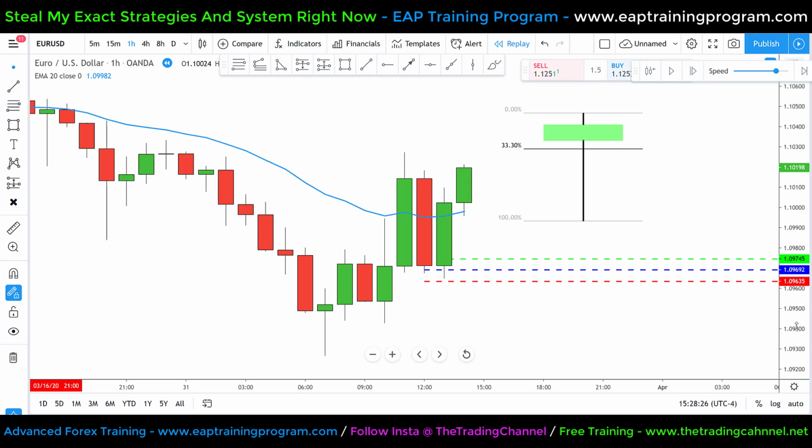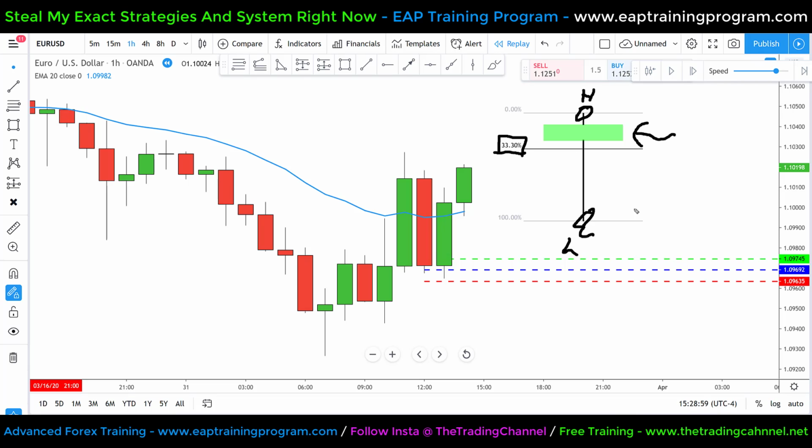What I'm looking for essentially are candles that look like the one you see on your screen. This candle is one in which the entire body of the candle is within the top third of the entire candle from the low to the high. The way I point these out is I pull a Fibonacci retracement from the low of the candle to the high of the candle, and I have a Fibonacci retracement level at 33.3%, giving me the top third of the entire candle from low to high.